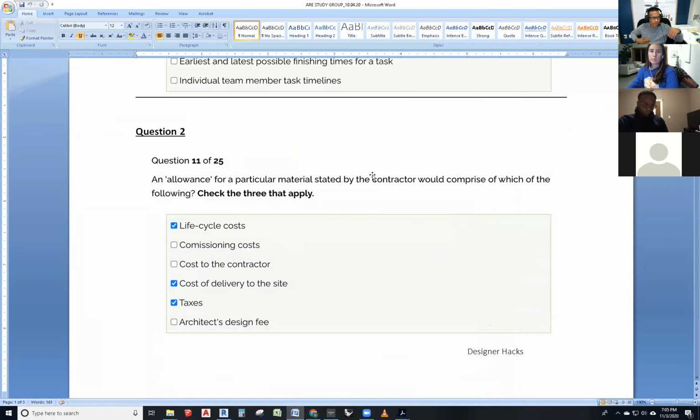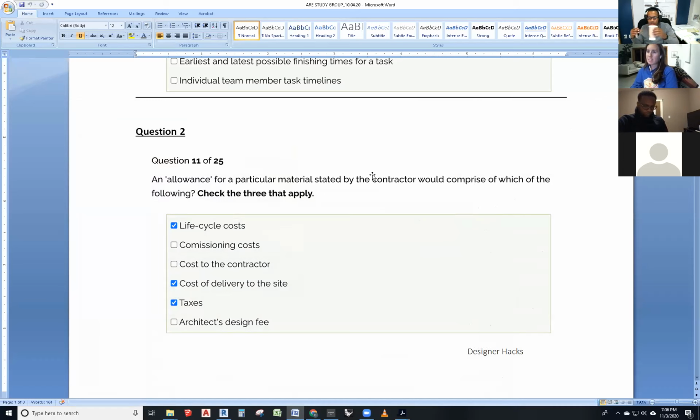All right, so an allowance for a particular material stated by the contractor would comprise of which of the following? Check 3 that apply: life cycle costs, commissioning costs, costs to the contractor, cost of delivery to the site, taxes, architect design fees. So what is an allowance, Miranda?